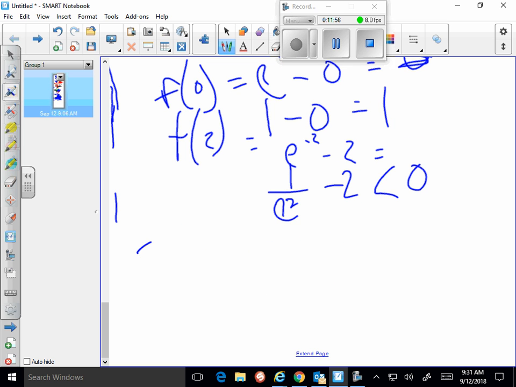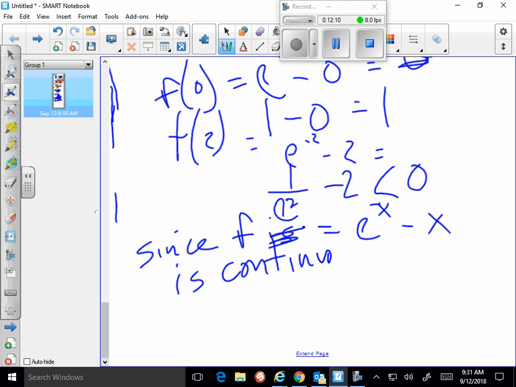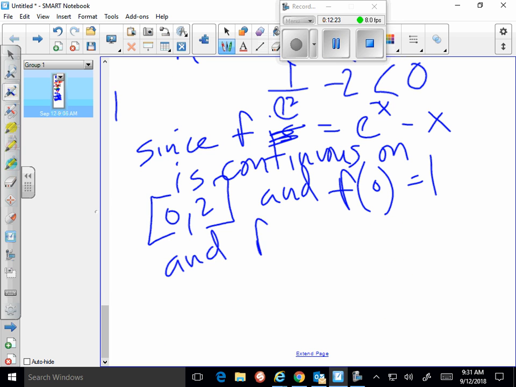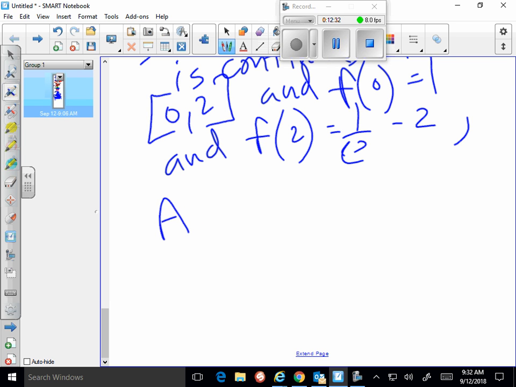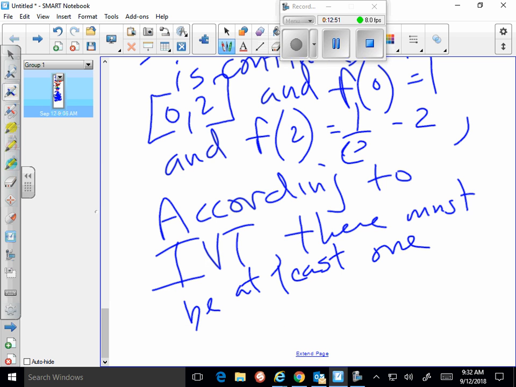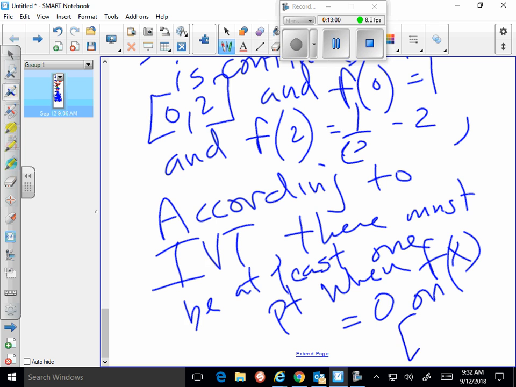So I would write: since f of x equals e to the negative x minus x is continuous on 0 to 2, and f of 0 equals 1, and f of 2 equals 1 over e squared minus 2, according to IVT, the intermediate value theorem, there must be at least one point where f of x equals 0 on 0 to 2.